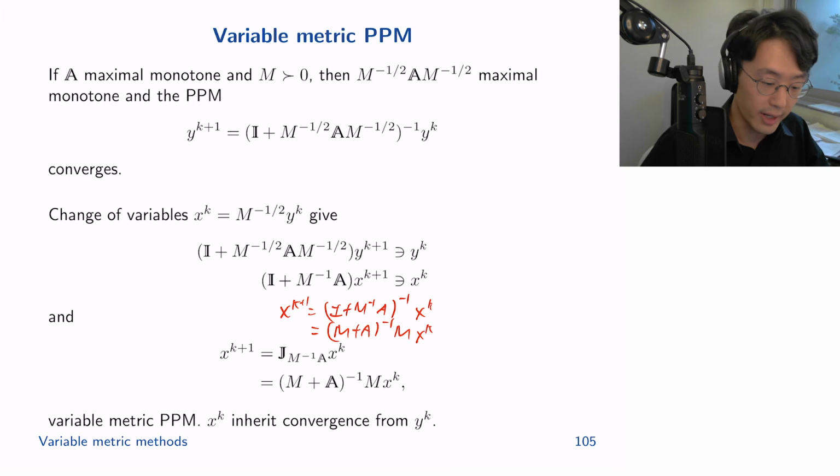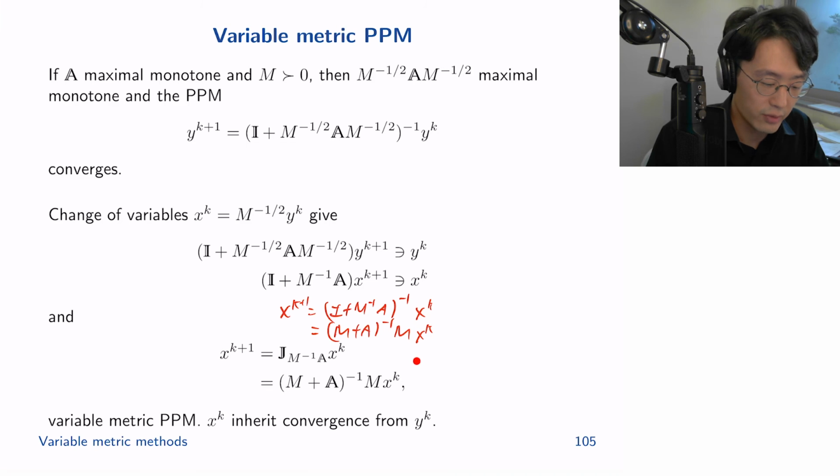By the way, to clarify, when I write J, the resolvent with respect to M^{-1}A, I am not claiming that M^{-1} composed with A is a monotone operator. M^{-1} composed with A is, in general, not a monotone operator, but we can still define its resolvent through this inverse.